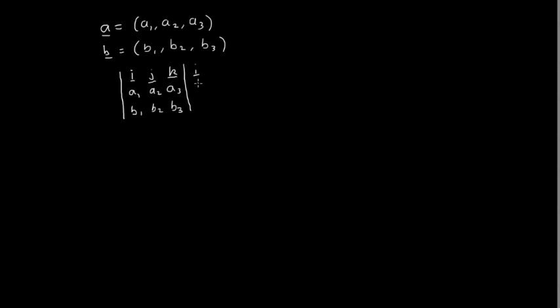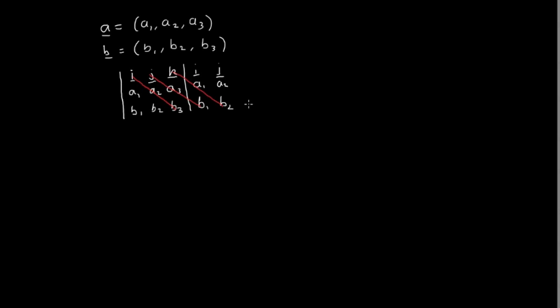So the first column is i, A1 and B1, and the second column is j, A2 and B2. Now we draw some diagonal lines. Starting at the first element in the top row, I draw a diagonal line which goes down and to the right. So starting at i, it goes through A2 and B3. I do the same with j, and I do the same with k.